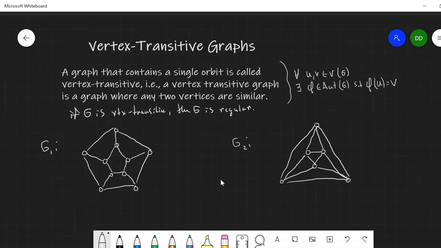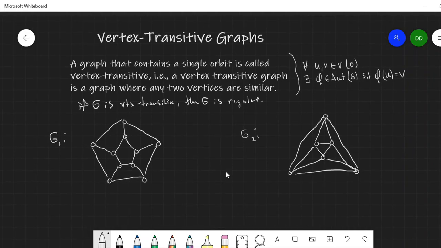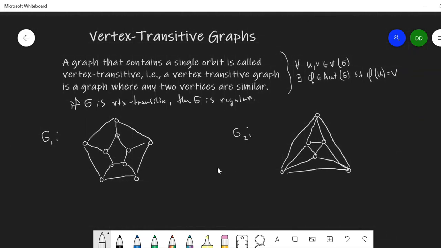So G1 and G2 here are two examples of vertex transitive graphs. So maybe I'll focus in on G1 here. How can I see that this is vertex transitive? Well, one, there's an obvious automorphism that sends the inside cycle to the outside cycle. Just swap this vertex with that vertex and the other way around. Do the same for each of these pairs of vertices. So go along the spokes, is how we could say that. So there's that automorphism that swaps the inside 5-cycle with the outside 5-cycle.